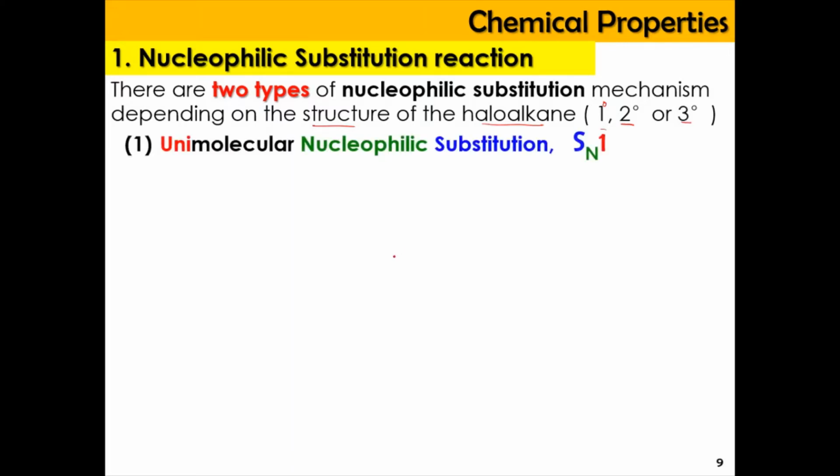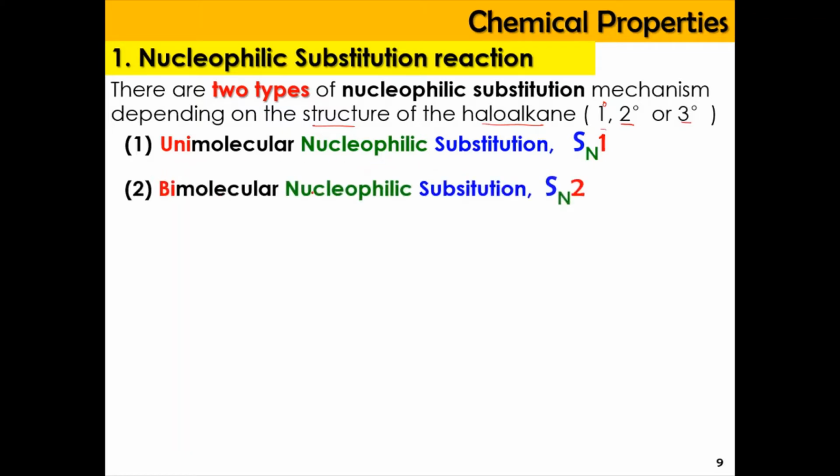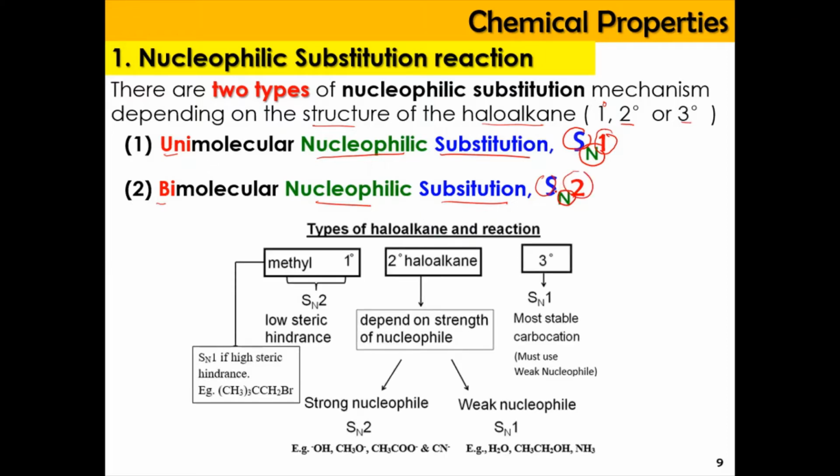So there are two types: we have the unimolecular nucleophilic substitution, and second we have the bimolecular nucleophilic substitution. So substitution here refers to the letter S, nucleophilic refers to the letter N, and uni refers to 1. Okay, same goes here where S refers to substitution, nucleophilic refers to the N, and bi refers kepada 2, right? So it's going to be SN2 here. Okay, and in order to determine whether the haloalkane undergoes SN1 or SN2, we're going to look into the class of the haloalkane.